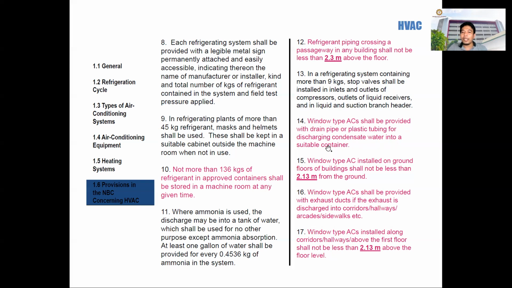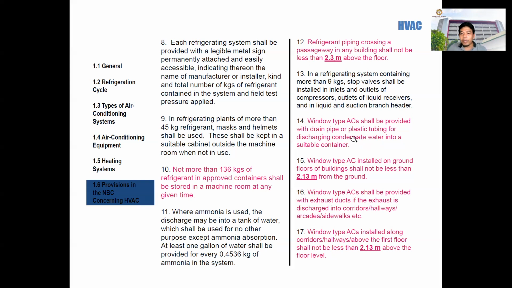into a suitable container. So mostly as to window type air conditioning units, we have a tube connected to the condensate water. No? It should be collected through a suitable container or maybe connected to your catch basins or pipe going to your catch basin.